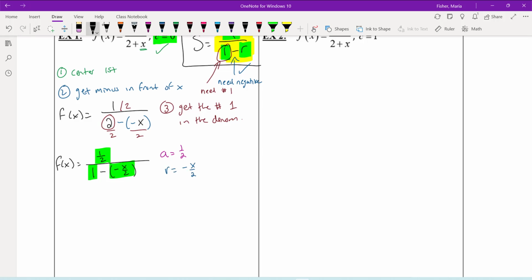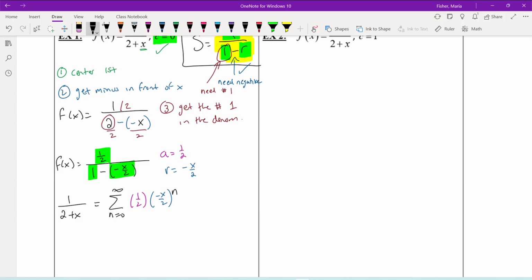So if I'm putting this into the series formula, I know that 1 over 2 plus x is going to equal the sum from n equals 0 to infinity of a, which is 1/2, times r, which is negative x over 2, raised to the nth power. And you can leave your formula like that.